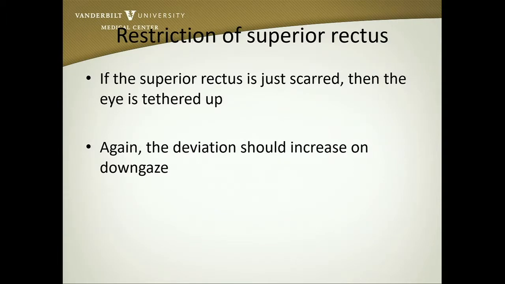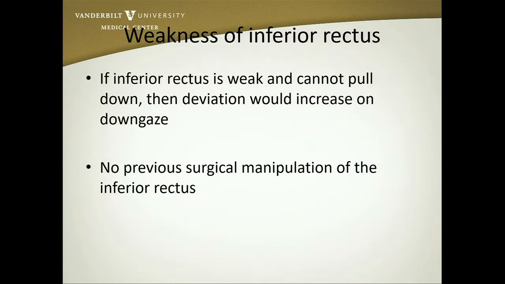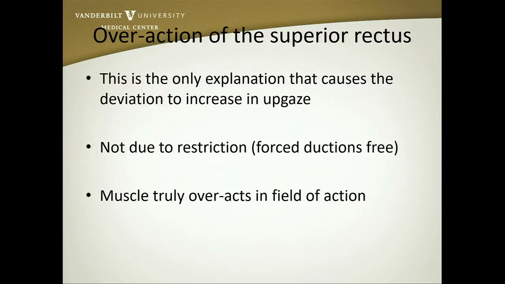So restriction of the superior rectus: if your superior rectus is really tight or just scarred, then the eye is tethered up, and again your deviation should be increasing on down gaze. If the inferior rectus is weak and can't pull the eye down, the deviation increases on down gaze, and there's been no previous surgical manipulation inferiorly. So really, overaction of the superior rectus muscle is the only viable explanation that would cause the deviation to truly increase in up gaze, which doesn't make a lot of sense.